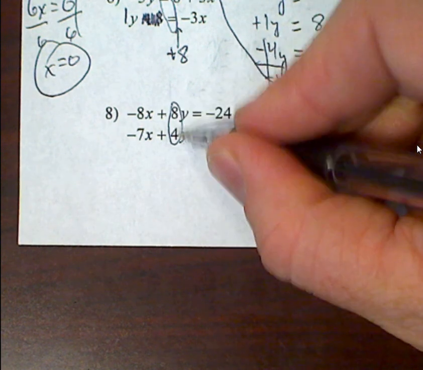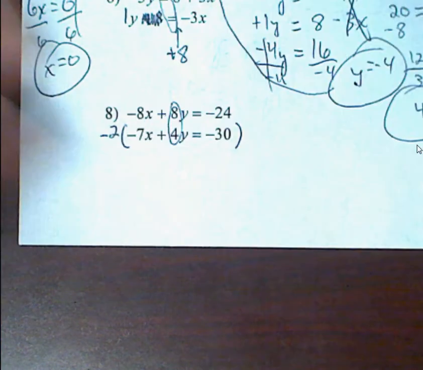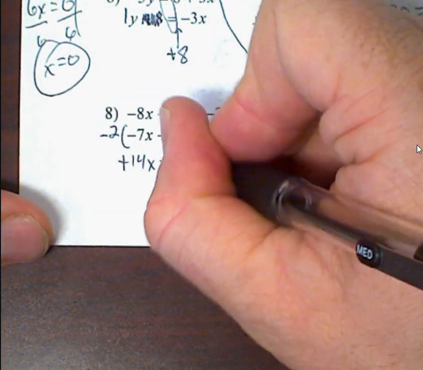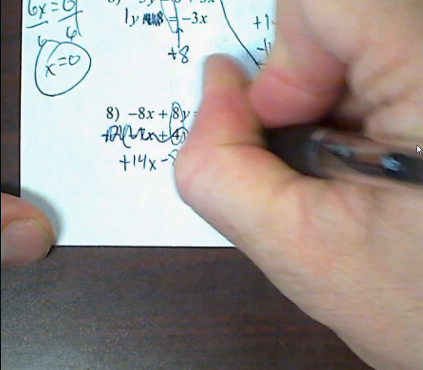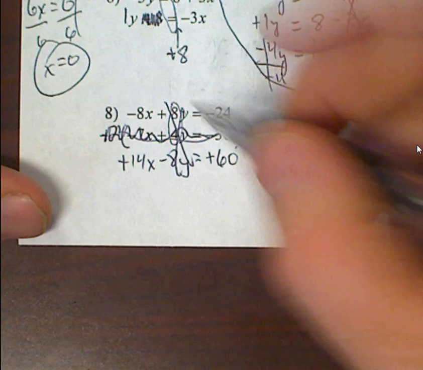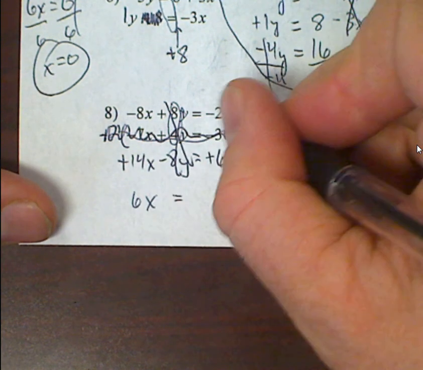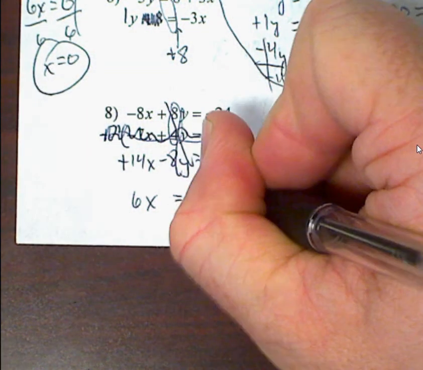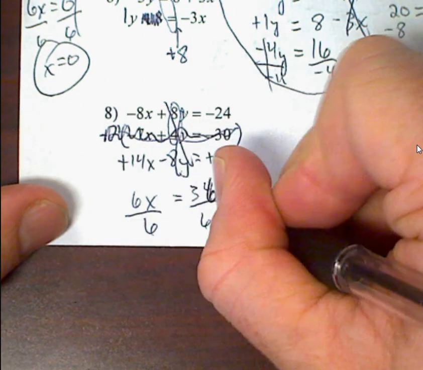If this is positive 8, I'm going to change this to negative 8. The only way to change that to negative 8 is I multiply by negative 2. So this will turn into positive 14x. This is negative 8y. This is positive 60. So this no longer exists. My y's eliminate. Negative 8 plus 14 gives me 6x. Negative 24, 60, that would give me 34. Nope, sorry, 36. Divide by 6, x equals 6.